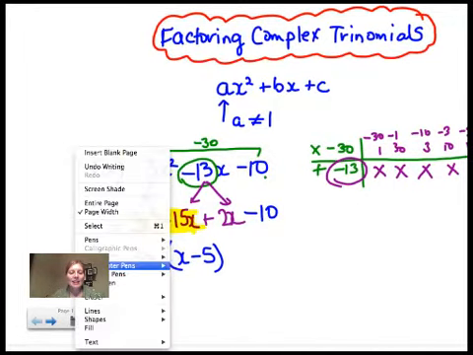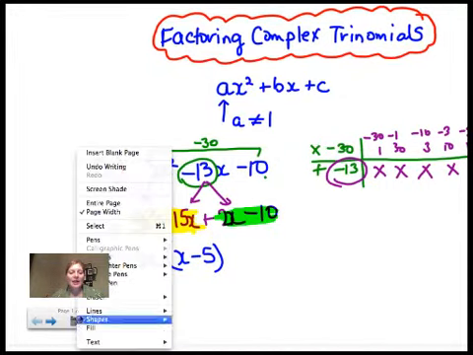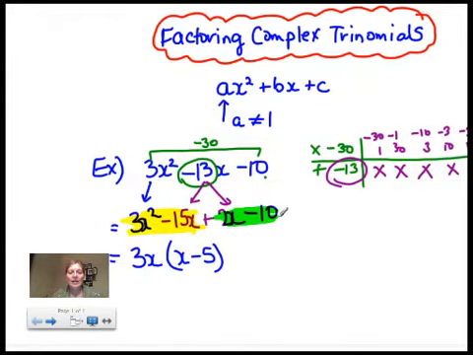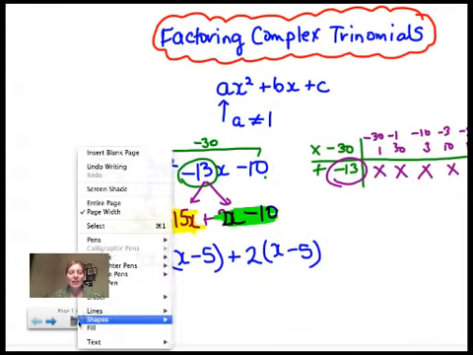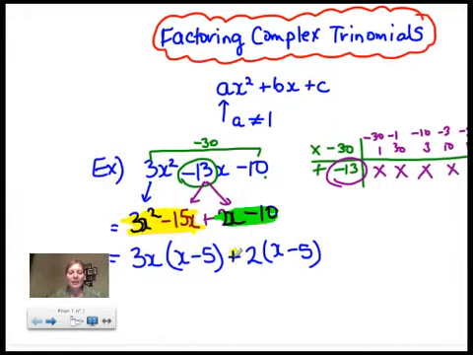Now I'm going to do the same thing, but I'm going to take a look at the last two terms. And I'm going to say, what's common in 2x and minus 10? And the thing that's common is a positive 2, and I have x minus 5. Now, notice that there's a sign here. That is something that often gets forgotten, is this sign right here. You either have to have a positive or a negative there, depending on what you factored out.